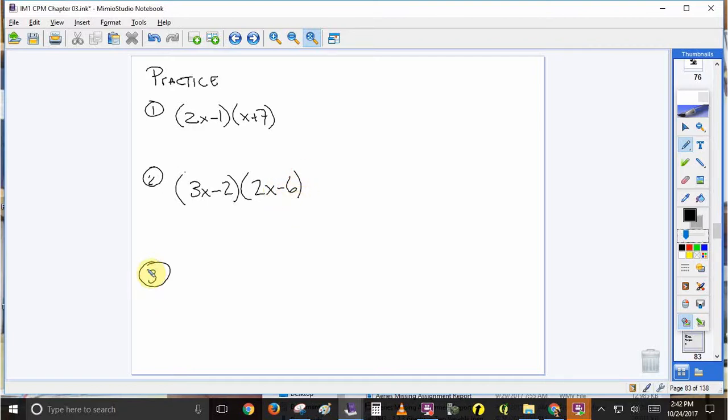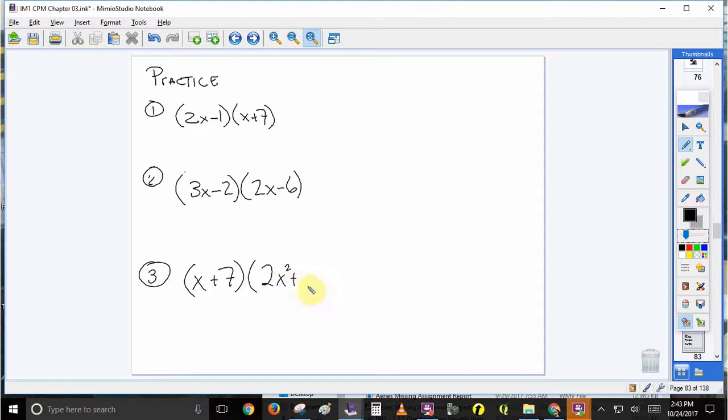And let's give you a little tricky one here. Not so tricky. X plus 7. I don't know why I like x plus 7 right now, but maybe I do. Times 2x squared plus x minus 3. Think about how you're going to represent that last one in an area model. Here's a hint. It may need to be a rectangle instead of a square.